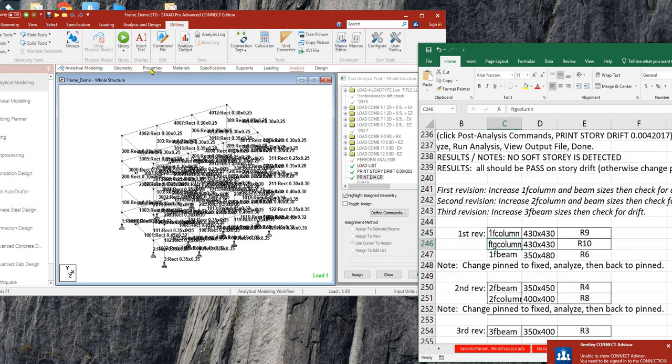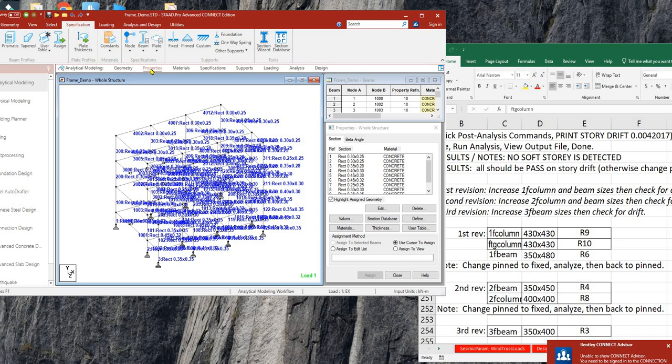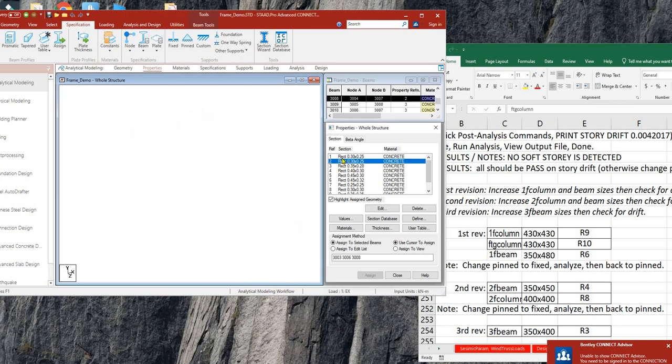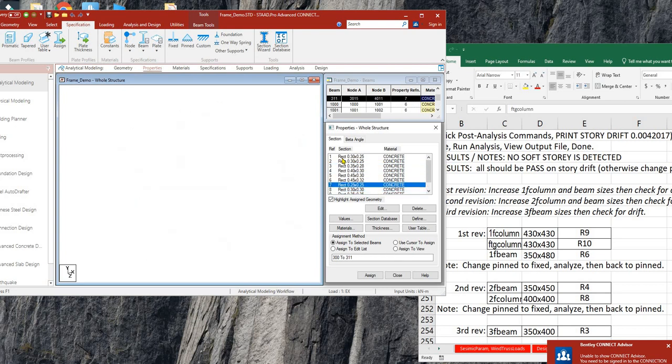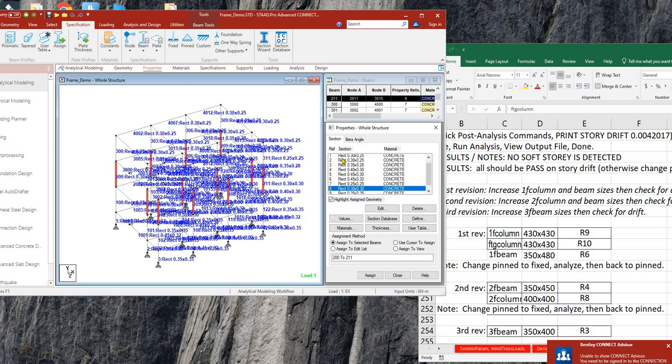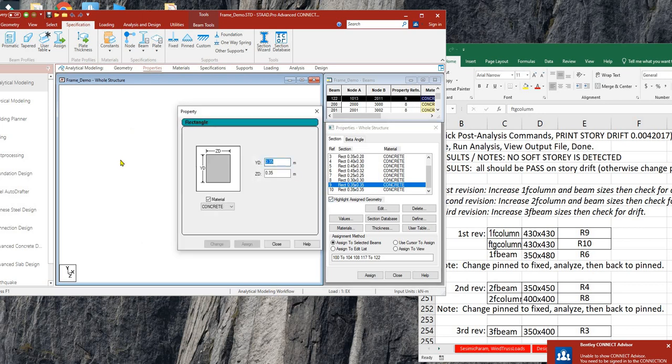So, punta tayo ngayon sa properties. Ang first floor column, kung hindi mo na alam, i-click mo na yan isa-isa. Hanapin mo ngayon si first floor columns. Ayan. So, this is third floor, second floor, first floor columns. Siyempre, that also includes your footing columns. So, magiging 430 by 430 yan. So, double click ko lang yan, magiging 0.43 by 0.43. So, basically, in-increase ko lang siya.